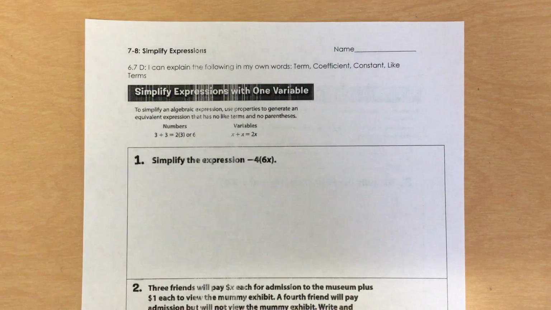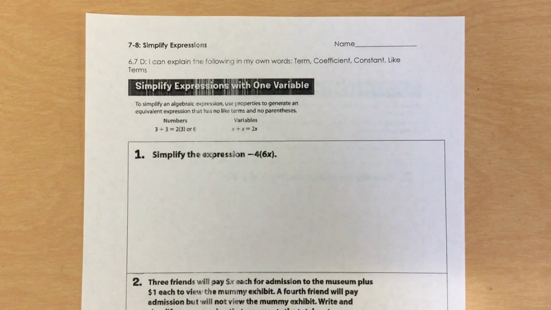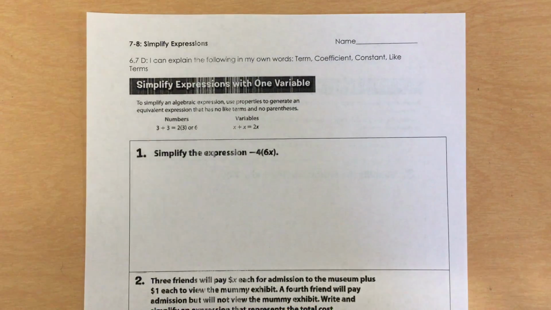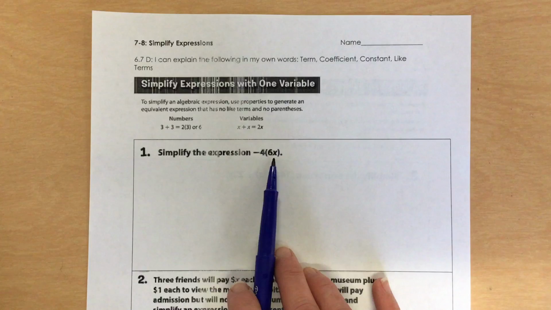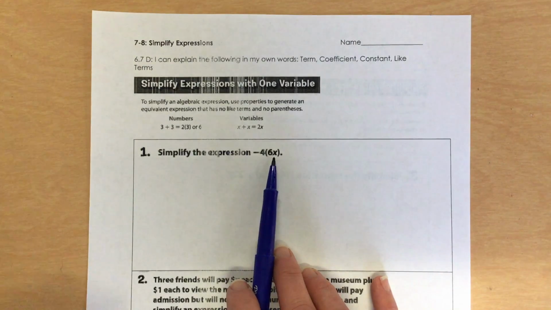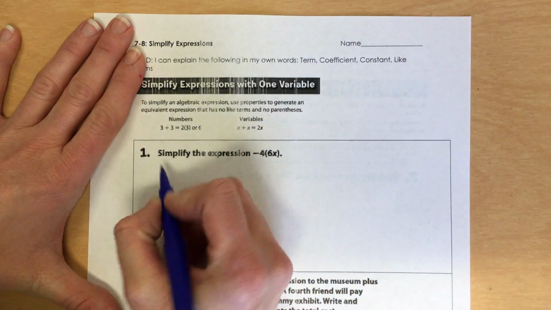All right, so number 1, we're going to simplify the expression negative 4 times 6x. Okay, and we know that the parentheses means multiplication, and we also know that when the variable is right next to the number, that's also multiplication. Okay, so how can we break that down?